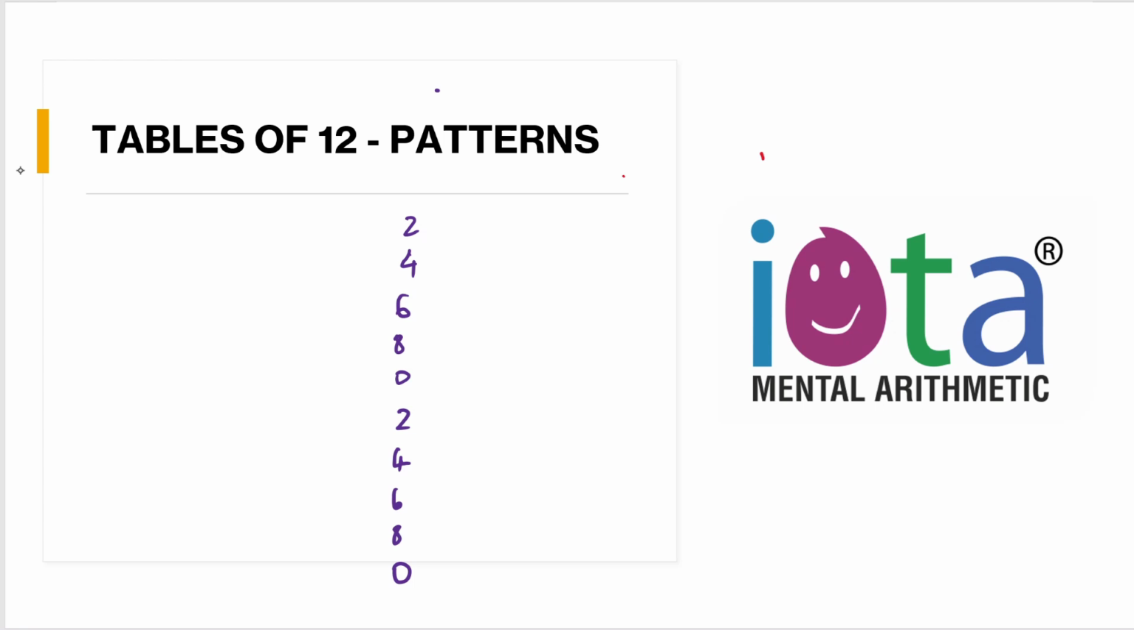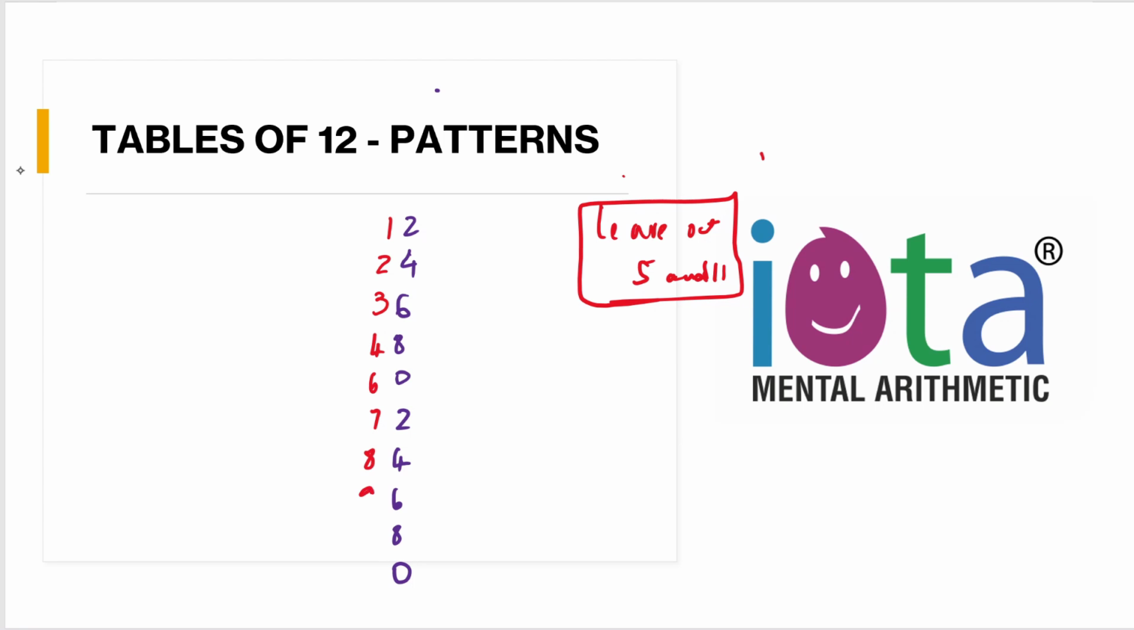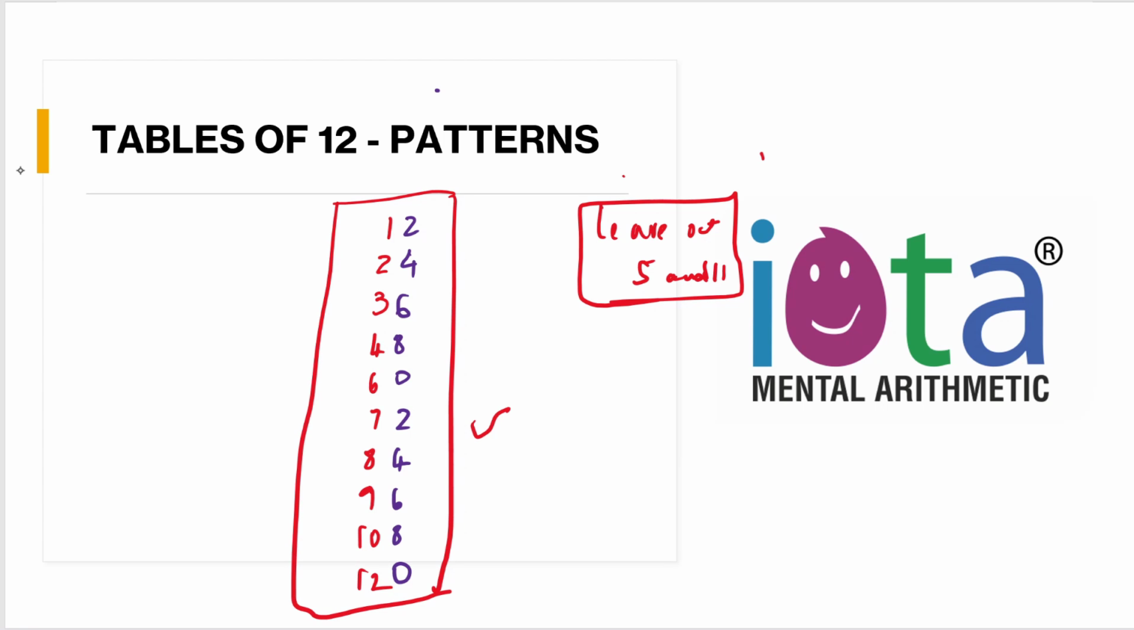Now what you do is, you have to leave out 5 and 11, that's all. Write all the numbers leaving out 5 and 11. So what will you get? 1, 2, 3, 4, 5 is not there, 6, 7, 8, 9, 10, 11 is not there, 12. So that's all. Very easily you will get tables of 12. So this is tables of 12.